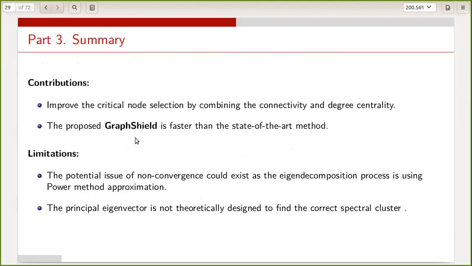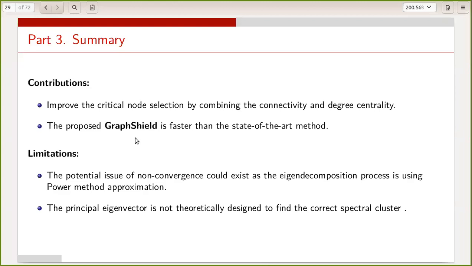So in the first part, this one is very easy, and it's quite practical, not so theoretical. So we improve the critical node selection by combining the connectivity and the degree centrality from the previous state of the art. And most importantly, the GraphShield is way faster than the state of the art method. But there is a limitation here.